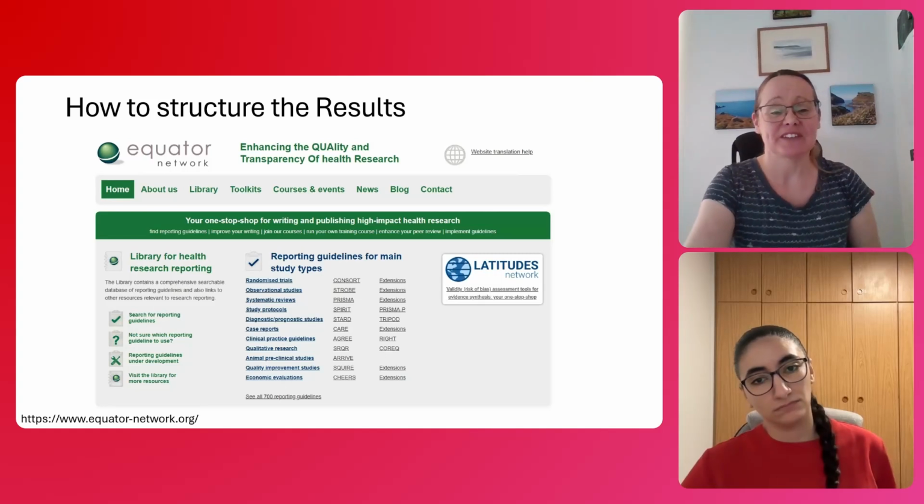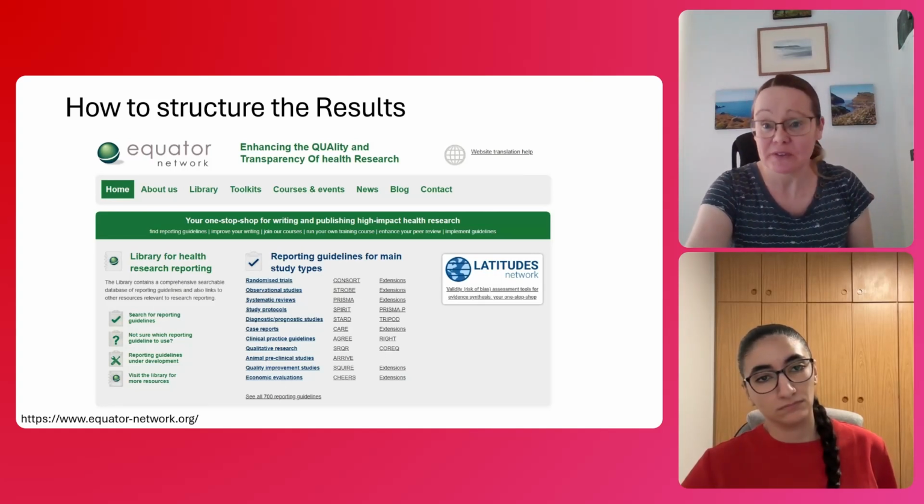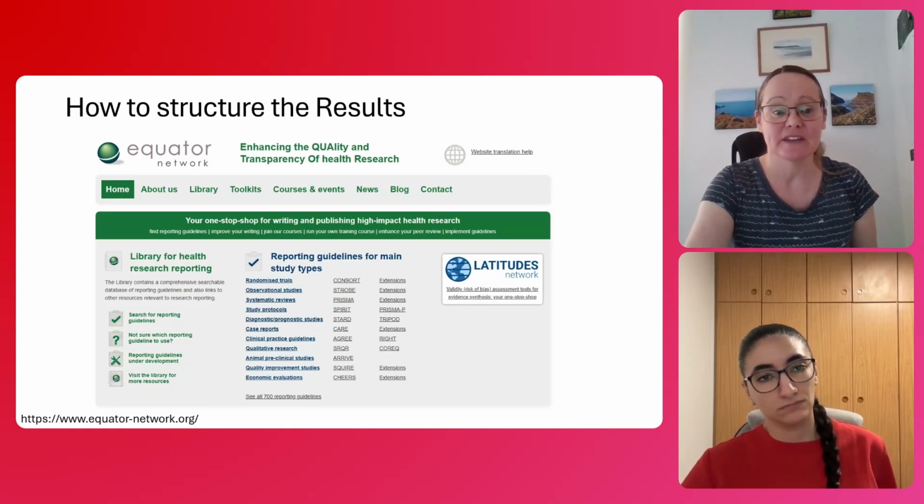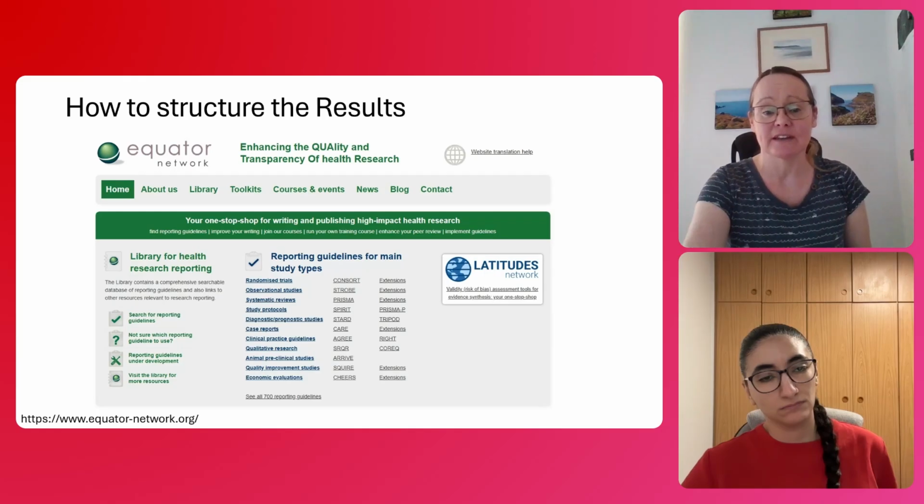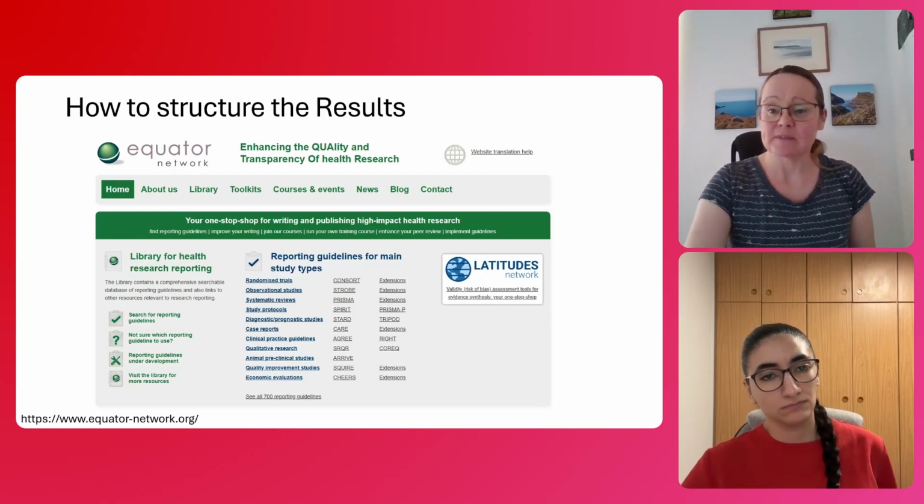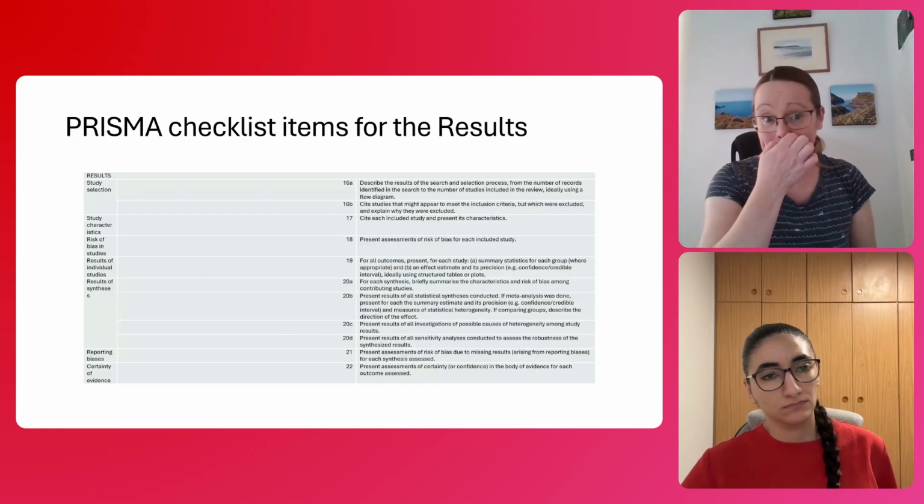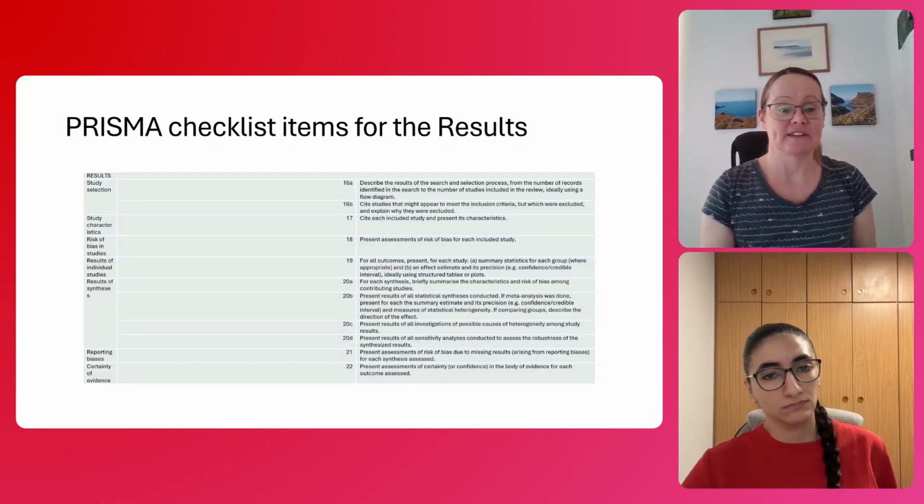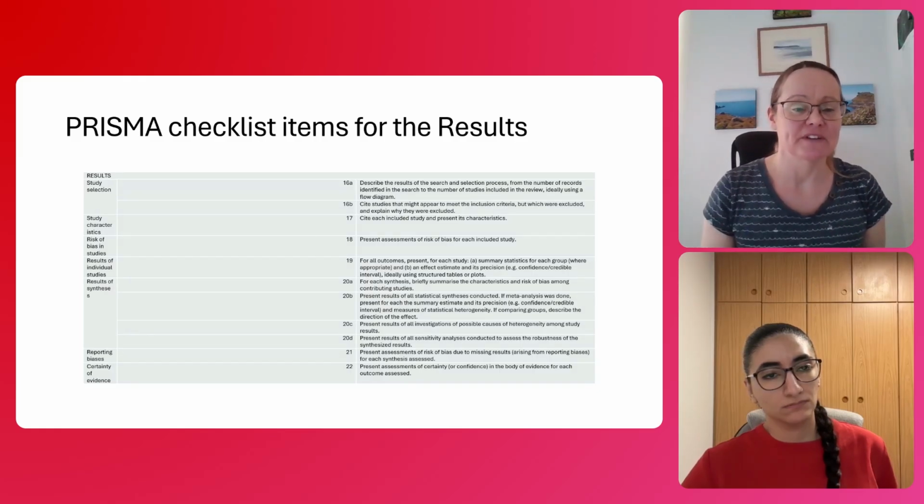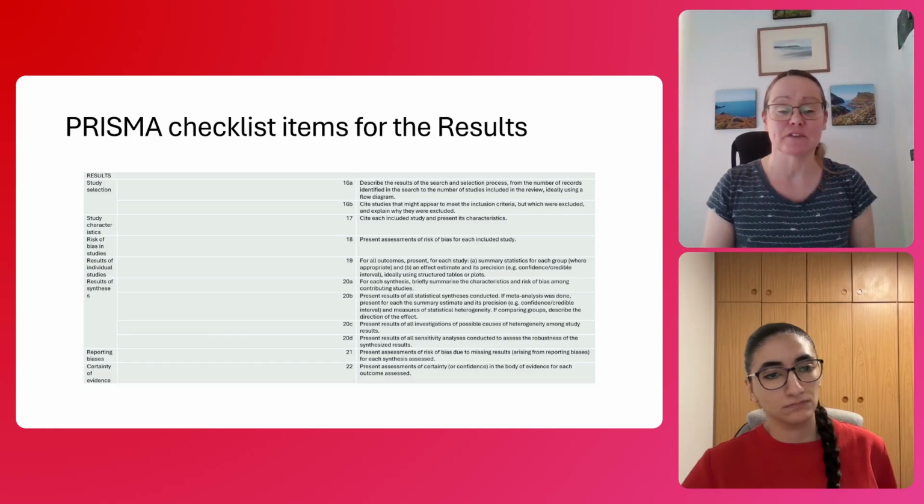Again, I wanted to bring your attention to the reporting guidelines. These also offer us a nice checklist, sometimes even a nice logical order in which we can present our results. Okay, so here I have, again, the Prisma checklist, this time for the results section. Okay, so make use of those resources.